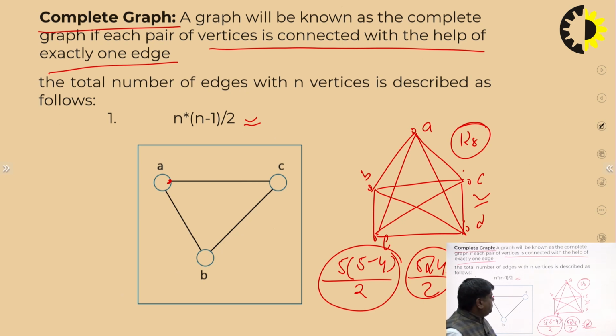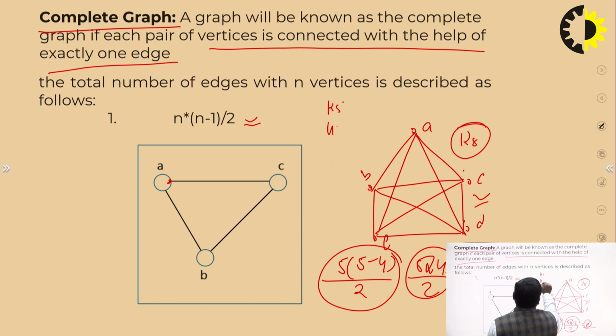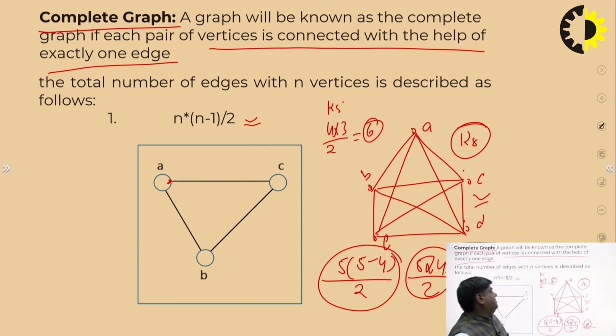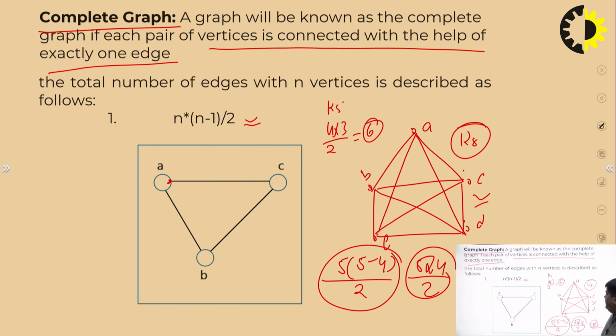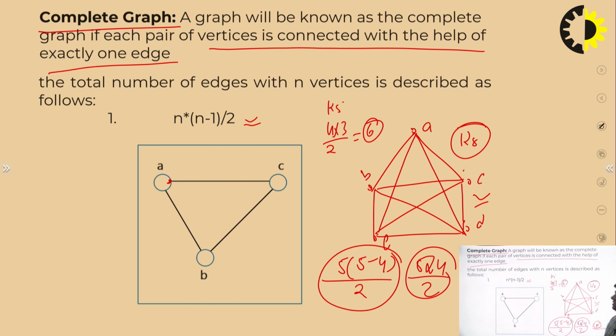That is a very simple way. It means in K4 complete graph, 4 into 3 divided by 2, it means a total of 6 edges. Here is 10 edges. That is a very simple calculation. The number of edges in a complete graph, if the number of nodes is n, is n into n minus 1 divided by 2. I think that is the better understanding for the node.